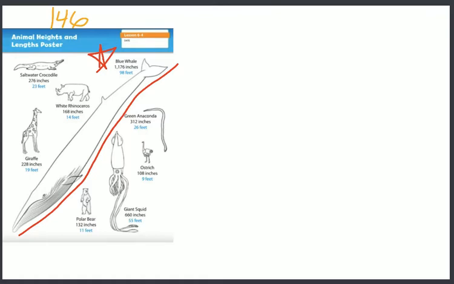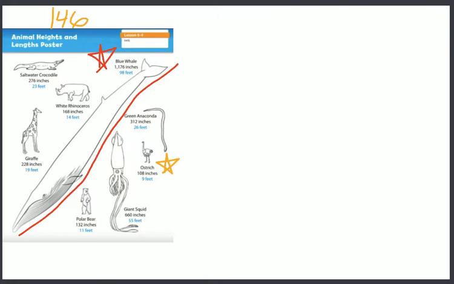And the shortest animal is the ostrich. He is 108 inches, or 9 feet. We can give the height or length of an animal or person in inches and feet.